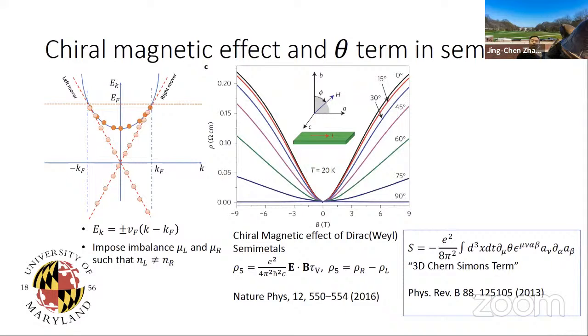So for spinless fermion, there's no parallel? Yes. For spinless fermion, yes. There's no such effect, because this is purely due to the spin 1/2 structure. Yeah. Right.